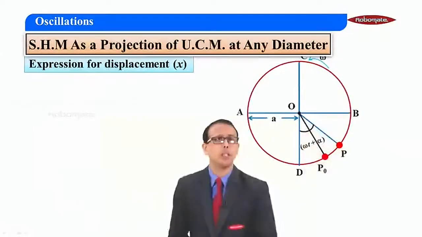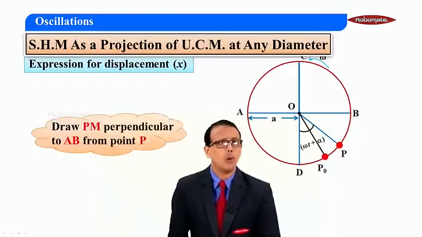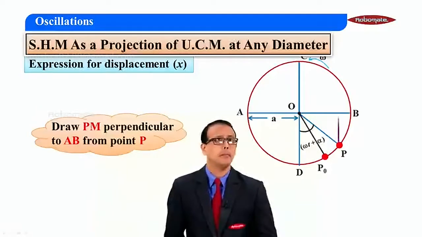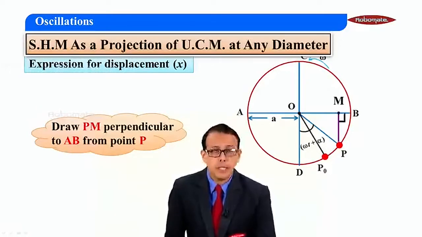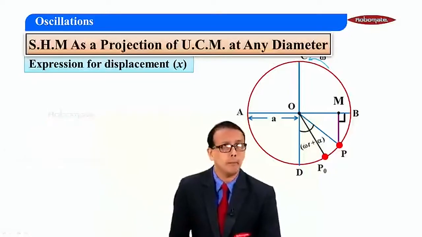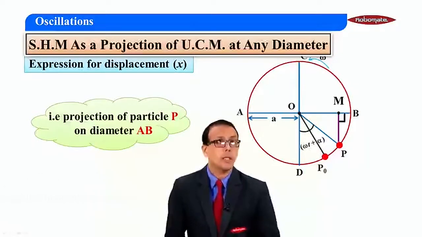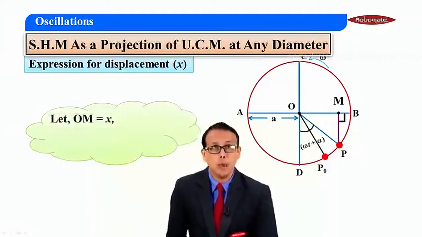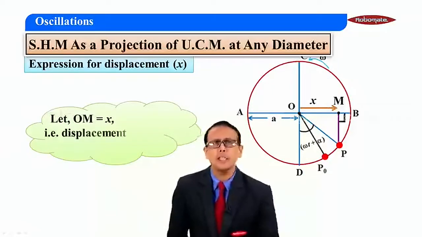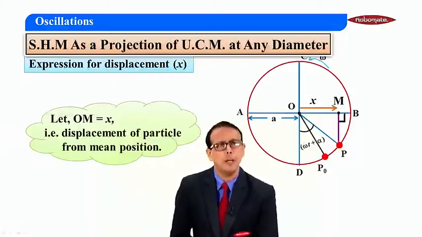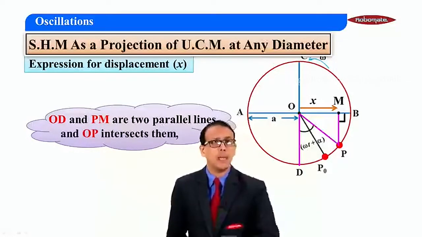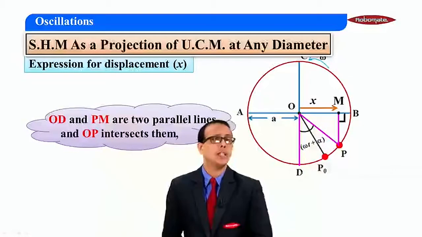Now, let's derive the expression for displacement. Let's draw a perpendicular from P to diameter AB. Let it be represented by point M. We know M is the projection of P on diameter AB. Let this OM be x, and this is nothing but the displacement of the particle from the mean position. So, you can see in the diagram OD and PM are two parallel lines, and as seen in the diagram, OP is intersecting them.